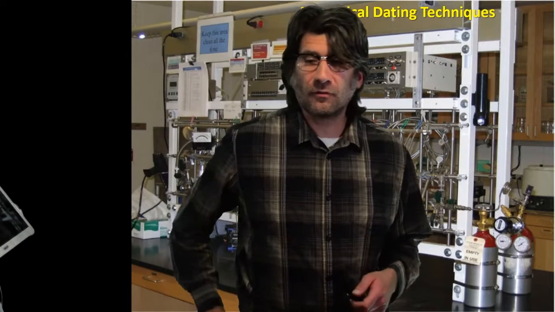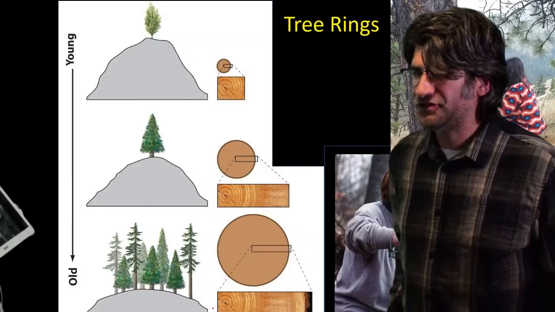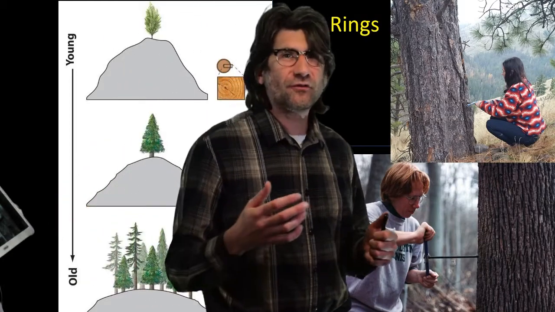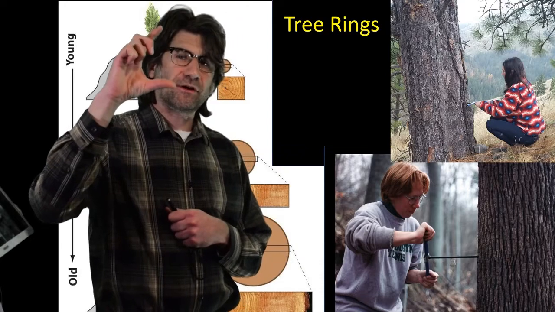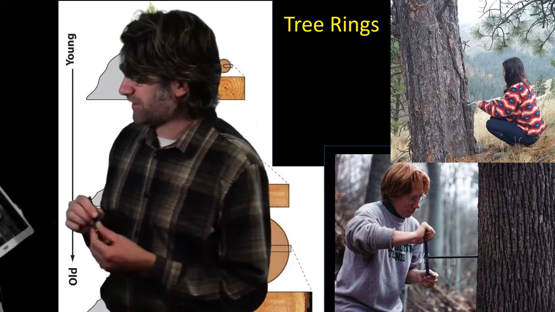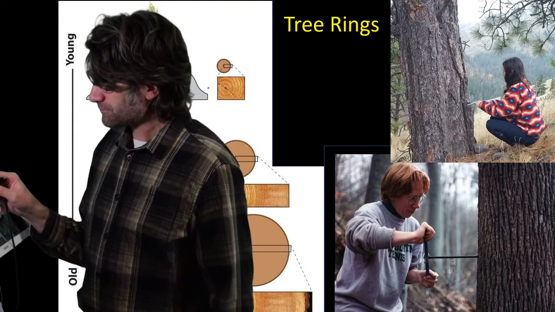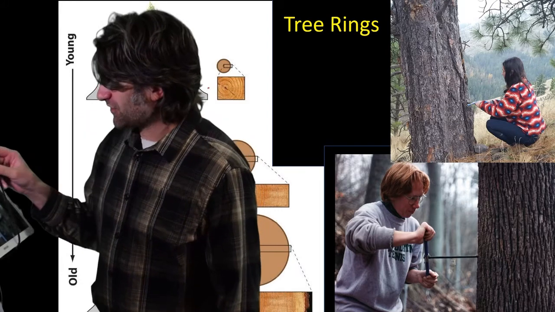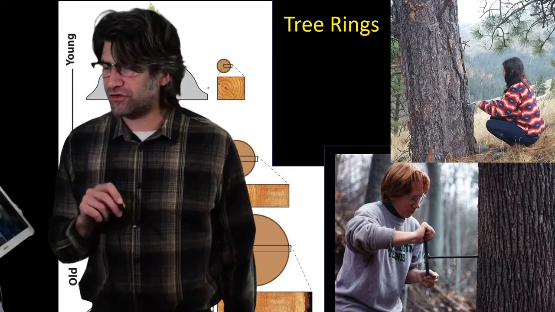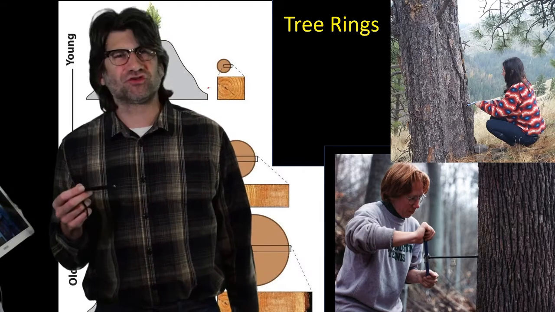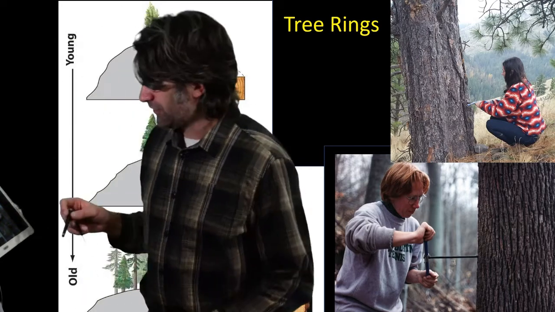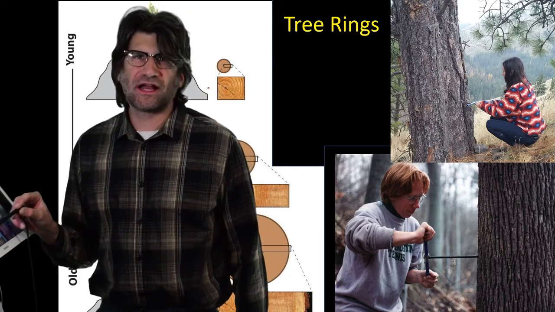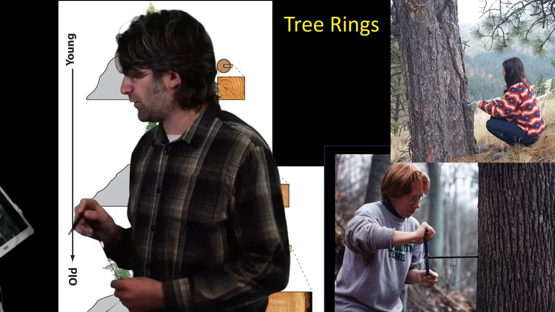But let's start off with some more simple ways we can get numerical ages, and that would be tree rings. This works really well because we know that trees grow one ring per year. So if we have a new surface, let's say a young moraine, and a tree gets established on that moraine, we can count the number of rings to determine when that moraine was deposited and when the tree got established on it. The older the surface, the more trees you're going to have, the bigger trees you're going to have, and you're going to be able to count those rings.